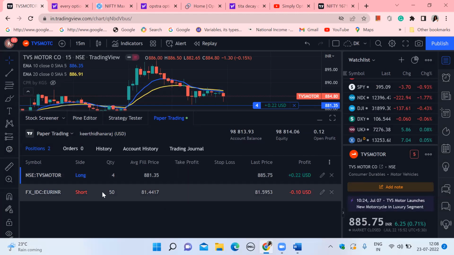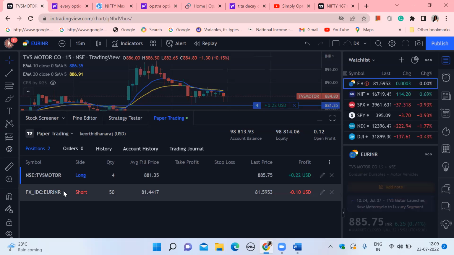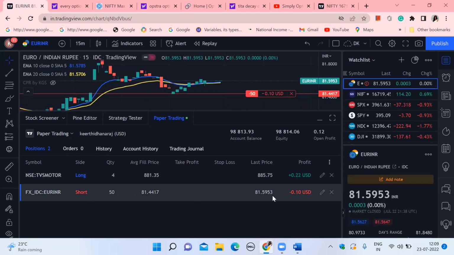Yesterday I placed an order on the euro currency, Euro INR. This is still undergoing a loss. I feel like currencies are a little too slow, sir. I don't know why. The movements are really slow and very minute.